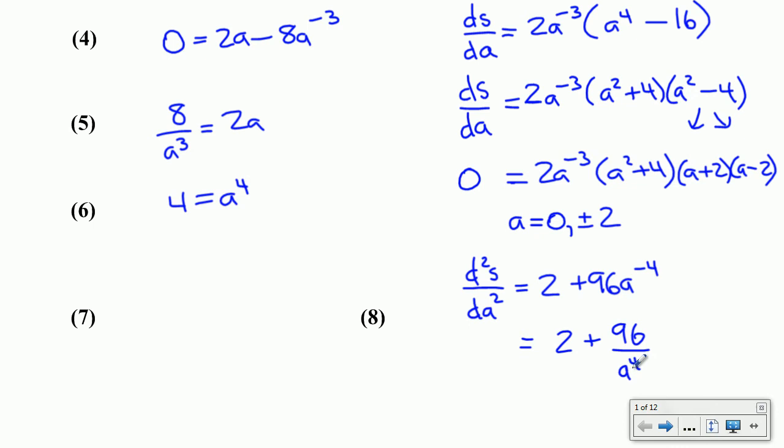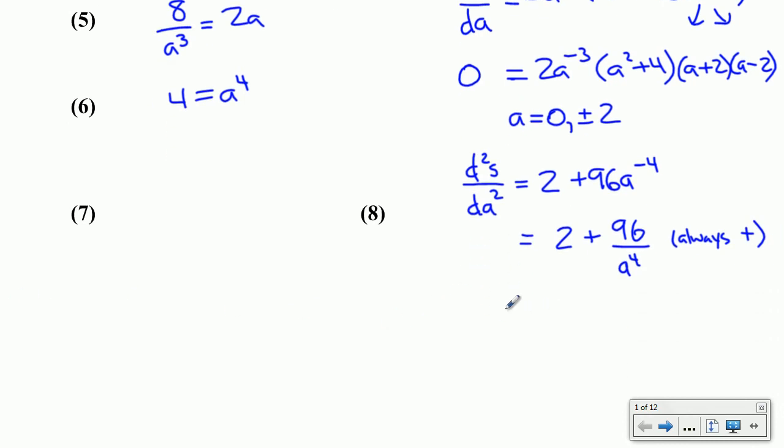There is no way that I can put a real number in here for a that would give me something other than a positive number. So this will always be positive. So because the second derivative is always positive, that means s is always going to curve up. So what that means is these numbers will give me minima.